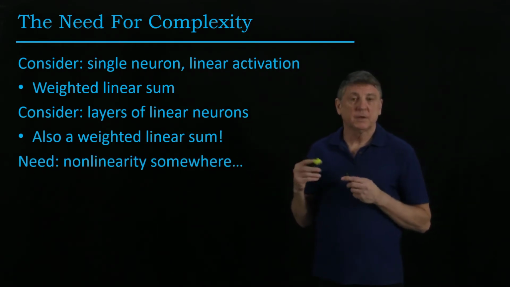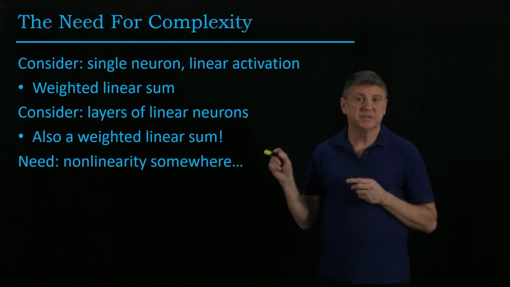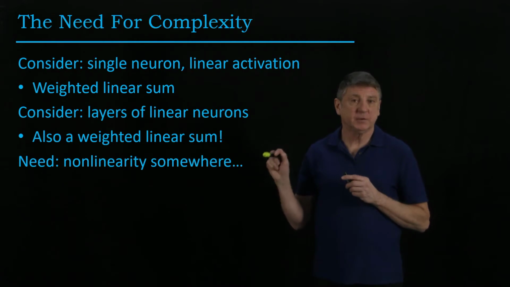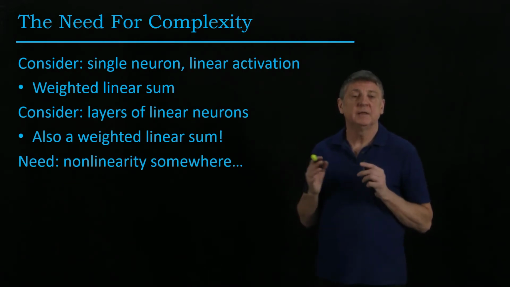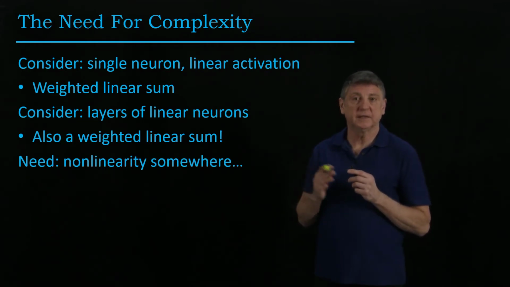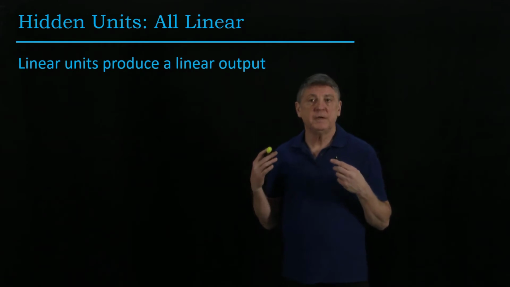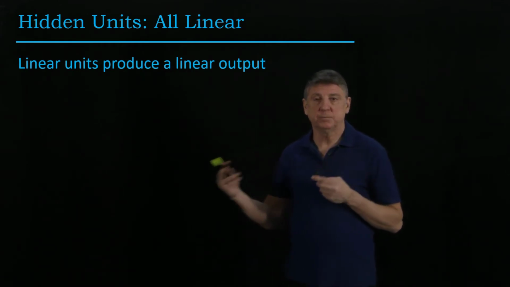A problem is if we use Heaviside functions, the step functions, as the nonlinearities, we have a terrible time propagating the label information backwards from the output through the hidden layers. So let's explore briefly what we mean by linear units produce a linear output.